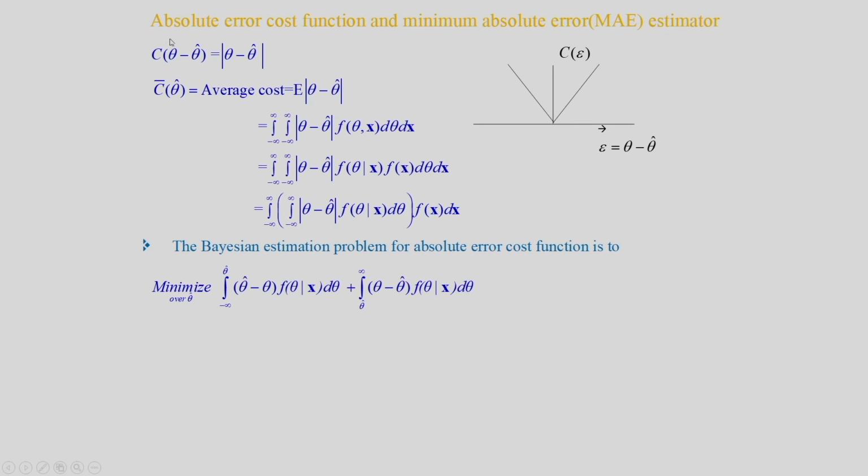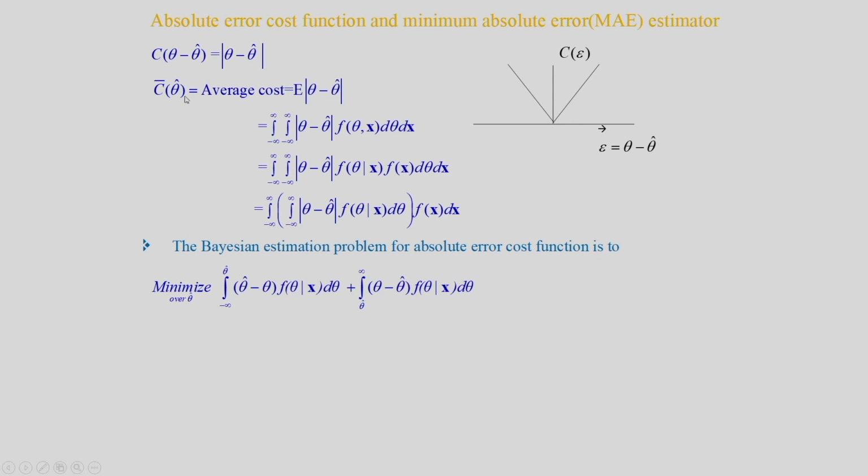Now, we will briefly introduce absolute error cost function and minimum absolute error MAE estimator. Here, C of theta minus theta hat is equal to absolute value of theta minus theta hat. This is the cost function. So, as a function of error, this is given by positive. If error is positive, this is a positive slope, and if error is negative, then this slope is negative.